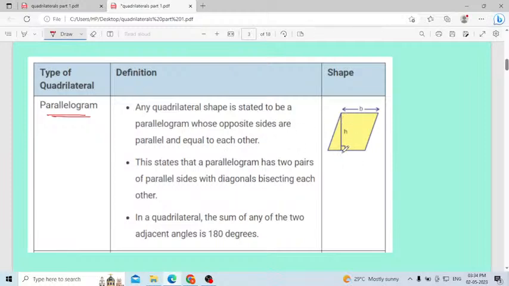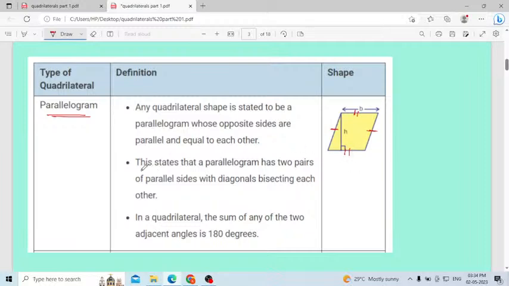The parallelogram is also one of the types of a quadrilateral because it contains four sides, four vertices, and four angles. Then this is also a closed figure. Everything satisfies the characteristic features of a quadrilateral. Therefore, a parallelogram is one of the examples of a quadrilateral. But here, in the case of a parallelogram, opposite sides are equal. This side is equal to this one, then this side is equal to this one.